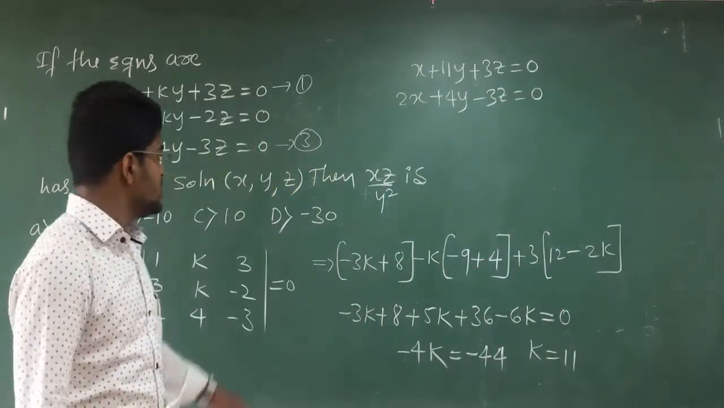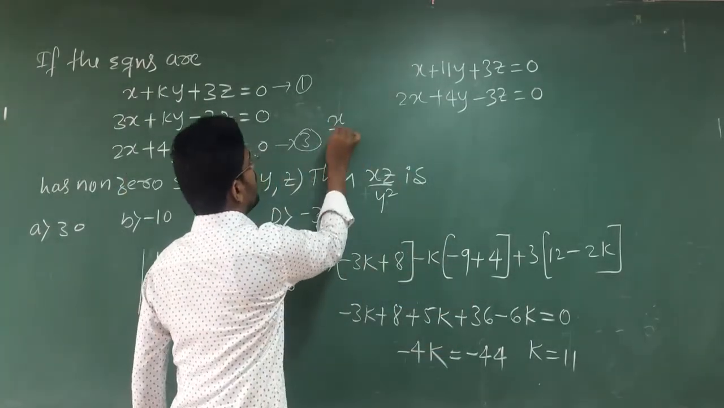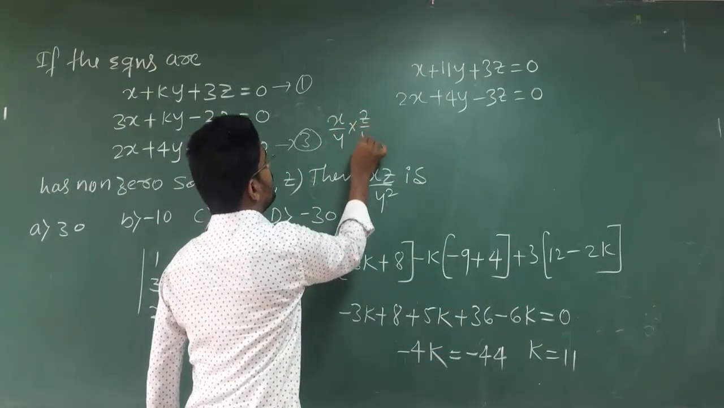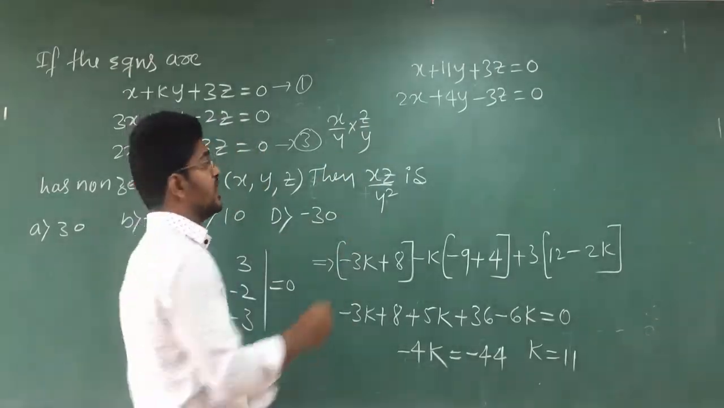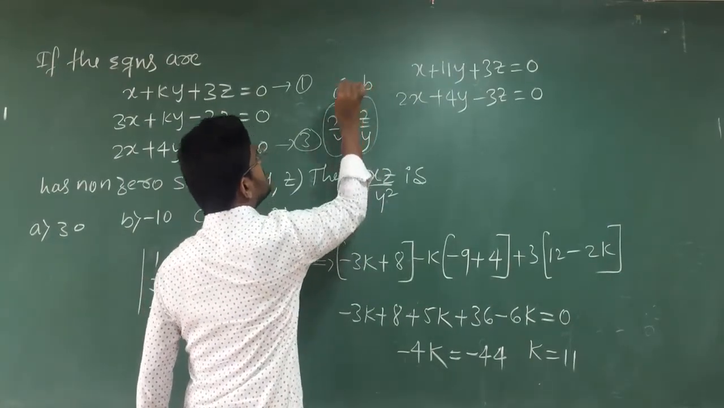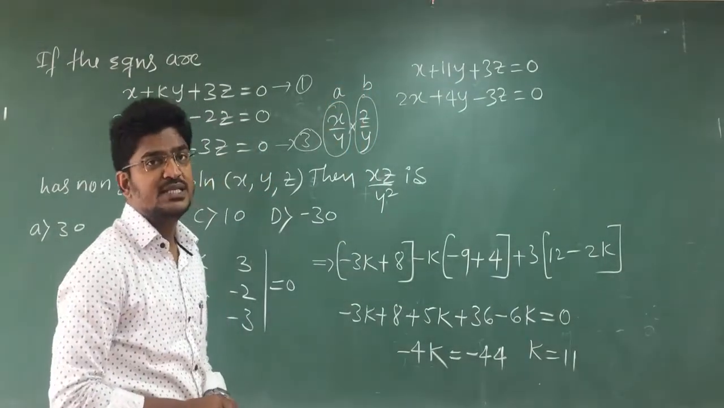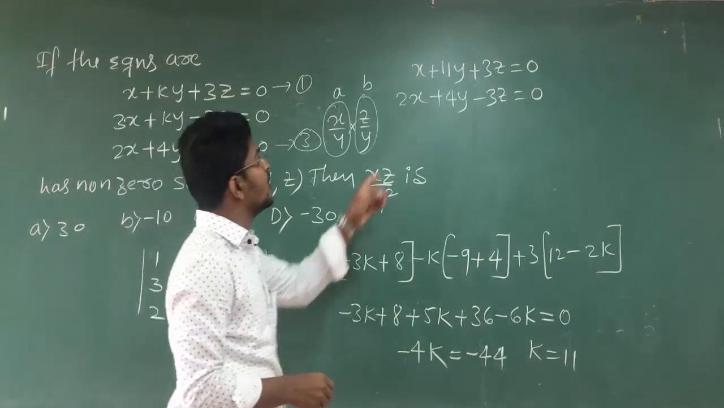So now see this, it can be written as what? X by y multiplied with z by y. I can write it as x by y multiplied with z by y. So for my simplification, I will take this as a and I will take this as b. That means I have to find the value of a and b. Clear?